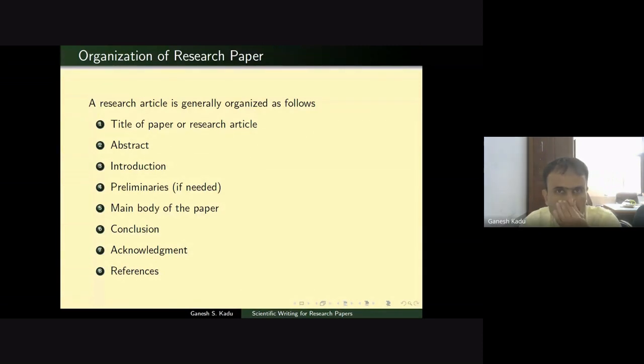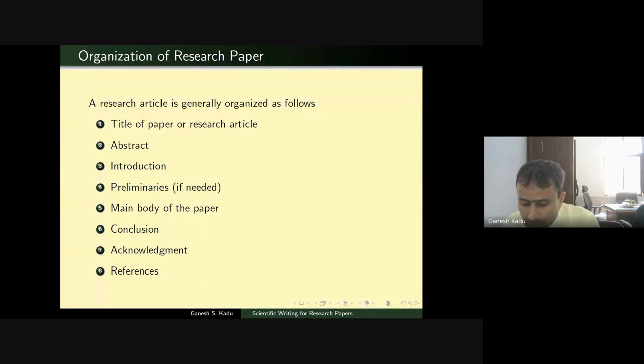Now, since this talk is about research paper writing, scientific writing for research papers, let me first tell you how a research paper is generally organized. This is common knowledge, of course, but I just want to quickly browse through each of these points. So first you have a title of your paper, then you have abstract, introduction, preliminaries, main body of the paper, followed by conclusion, then you have acknowledgement, and then finally you put all the references.